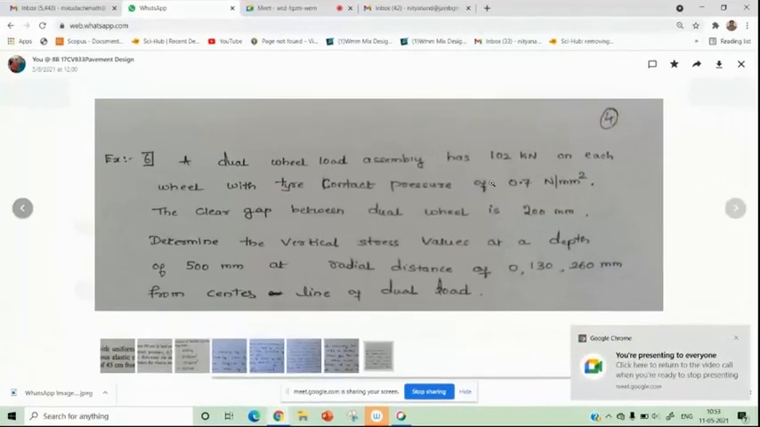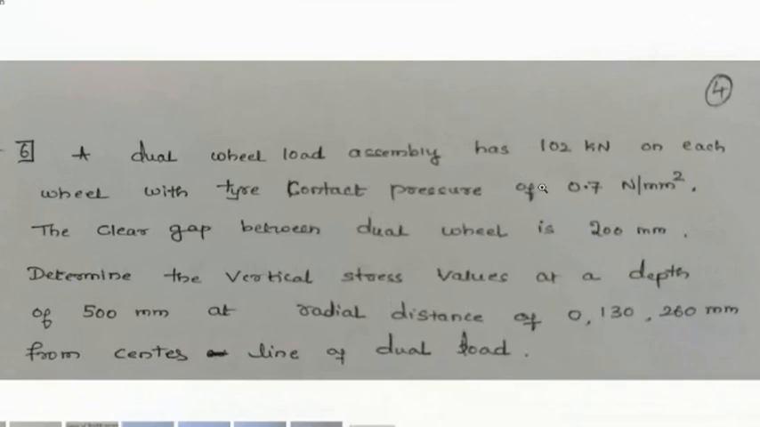A dual wheel load assembly has 102 kilonewton on each wheel with tire contact pressure of 0.07 newton per mm square. A clear gap between the dual wheel is 200 mm. Determine the vertical stress values at a depth of 500 mm at radial distances of 0, 130 and 260 mm from the center line of the dual wheel.